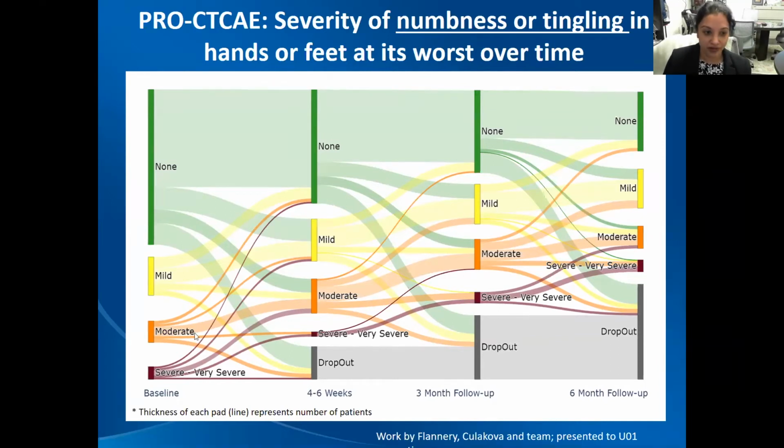If we look at moderate, which is orange, there's fewer patients, the lines are narrower, but some get better, they go to none, some go to mild and some go to severe. So this really communicates better the individual level of patient experience and could serve as a communication tool with patients who are concerned about some specific toxicities. And I know Dr. Gantz with her team is working on Sankey diagrams that can be used at the point of communication to discuss AEs between patients and clinicians.